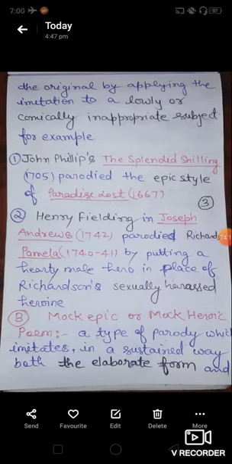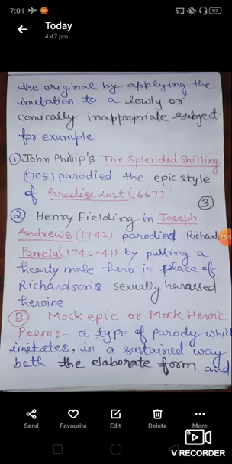Then we have the second form of high burlesque, and that is mock epic or mock heroic poem. You will have to understand why that is called heroic also. Heroic doesn't mean having a description of a hero or heroism. Heroic means here we find the heroic couplet being used in such works. Okay, that's why they are called mock epic or mock heroic.